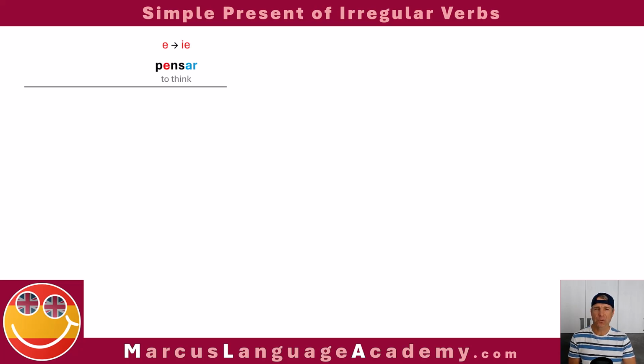That means something in the stem of the verb will change. In the verb pensar, there's a change of the E. So the E will change to an IE. So let's now see the conjugation of the verb pensar.